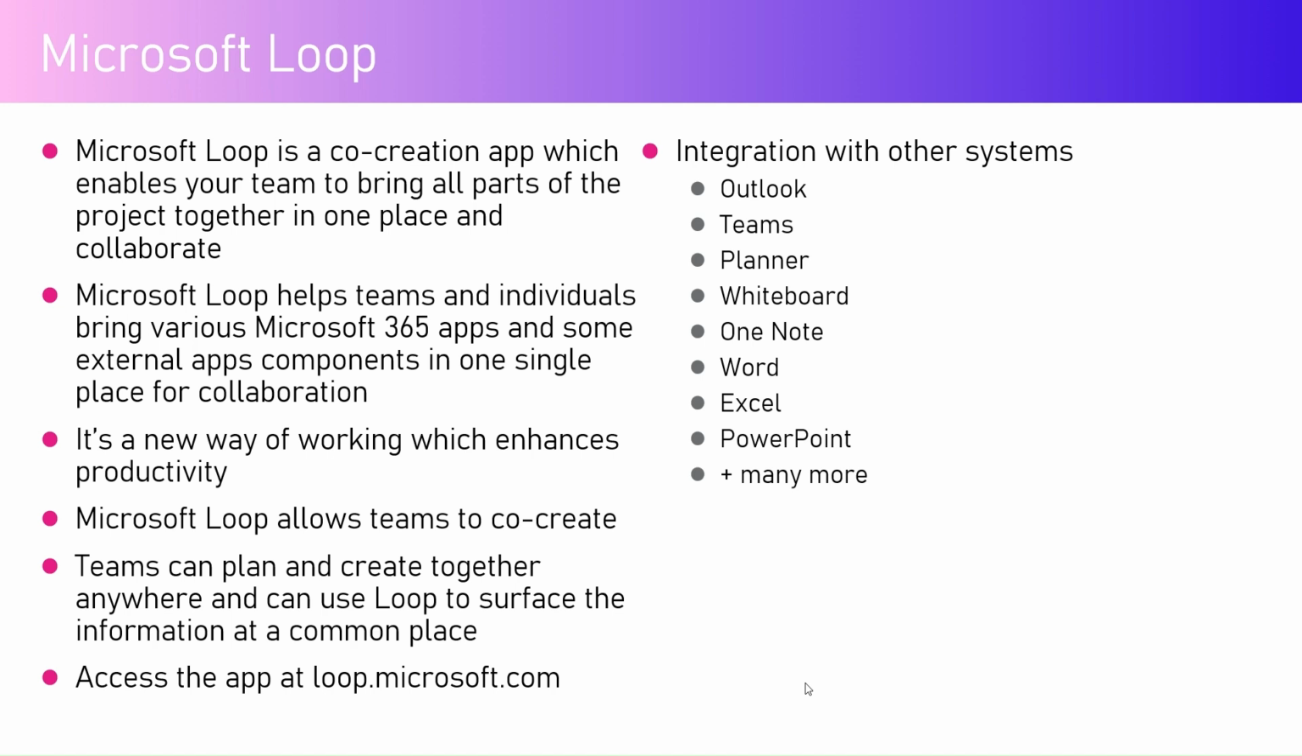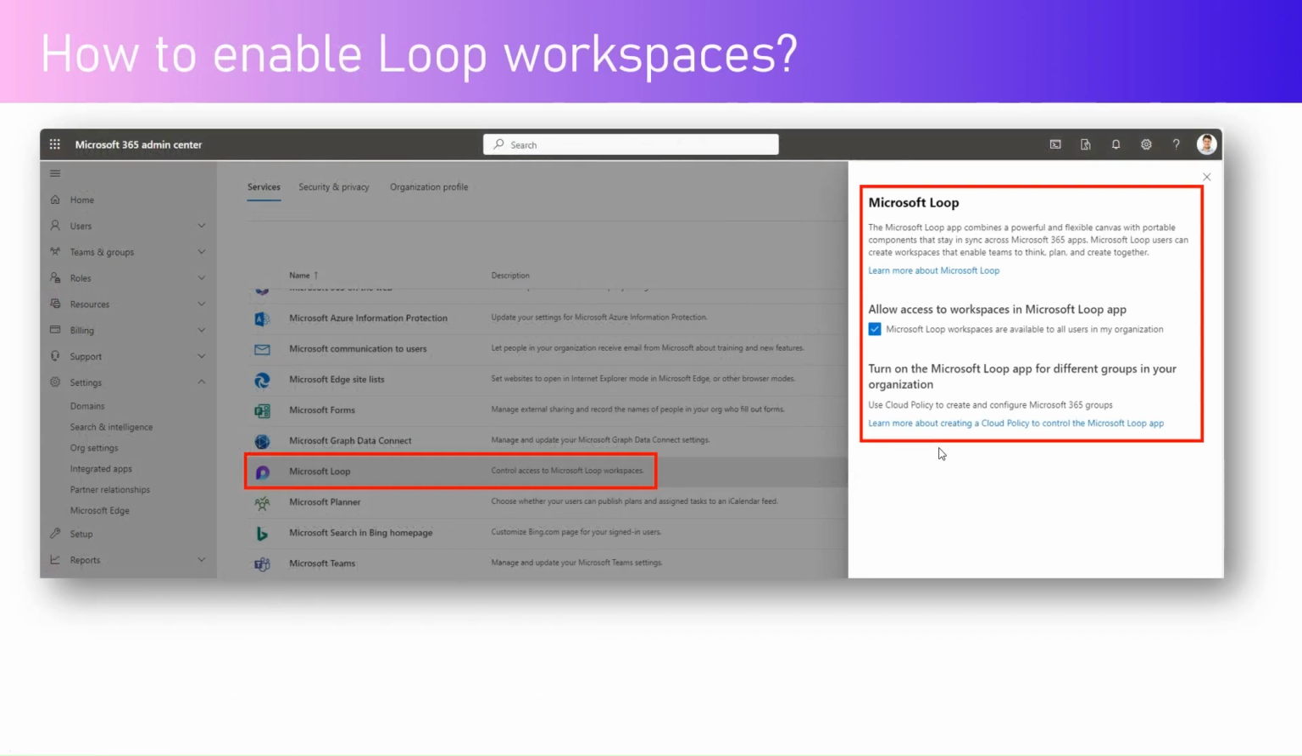Now you can access the application at loop.microsoft.com, or you can access the application through the waffle menu. Microsoft Loop integrates with Outlook, Teams, Planner, Whiteboard, OneNote, Word, Excel, PowerPoint, and many more applications. In the Microsoft 365 admin center, you can enable the workspaces in Microsoft Loop for accessing various components. Microsoft Loop workspaces are available either to all the users in your organization or to some specific users.